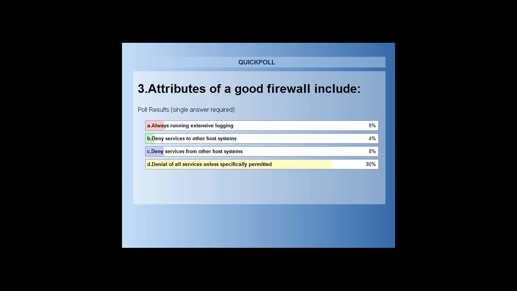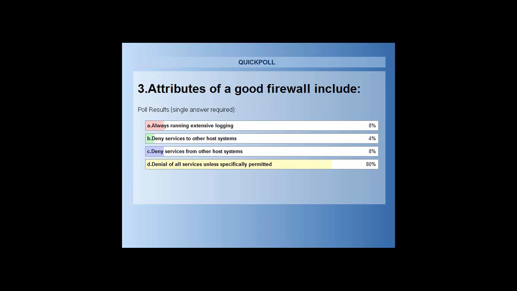It's tempting to say always run extensive logging. There may be other logs that are being run that you don't need the firewall to duplicate. Essentially what you're wanting your firewall to do is say, unless I know what you are and what you're allowed to do, you don't get it. So deny all services unless they're specifically permitted.